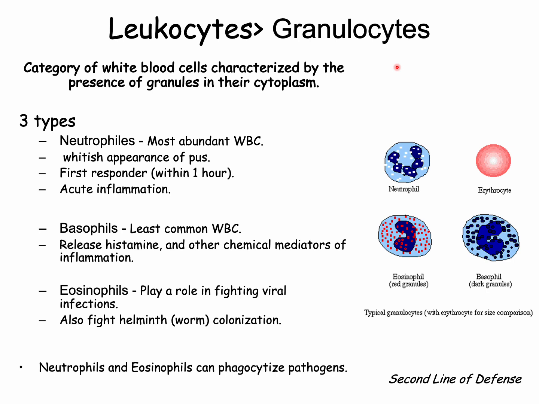Now we'll talk about the different types of white blood cells that belong to those two groups. First off, we have granulocytes. And the three types of granulocytes are neutrophils, basophils, and eosinophils.